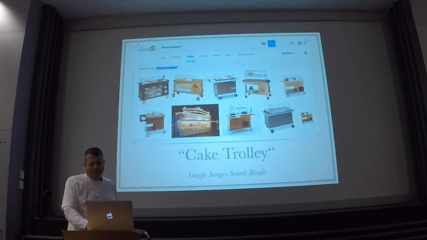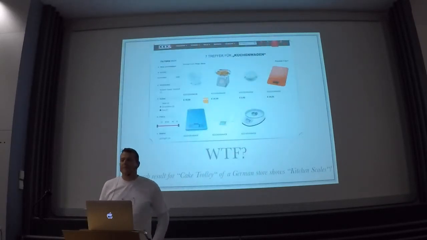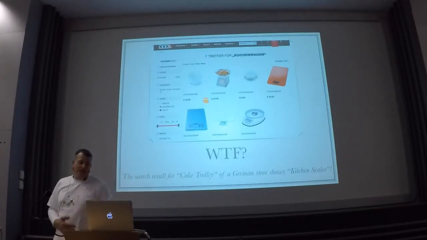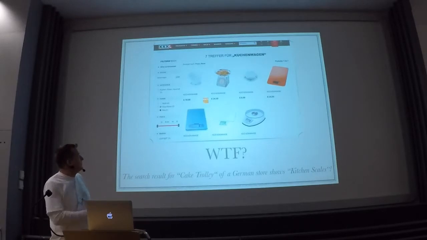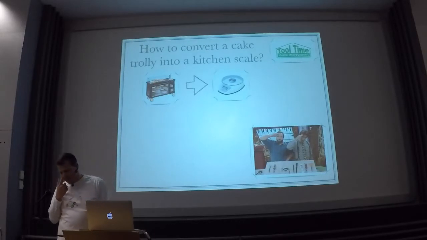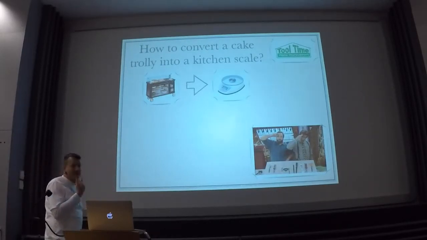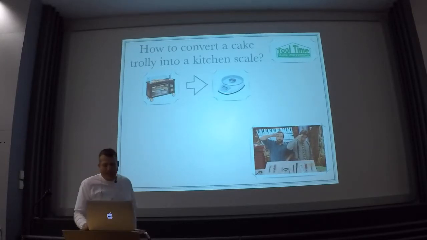And then I searched for the same in a store for furniture in Germany. And what I got is this. Obviously I searched for Kuchenwagen, which is printed there, and I got 7 results. But the results only consist of kitchen scales. So what happened? And I will explain it, how to convert it into a kitchen scale.